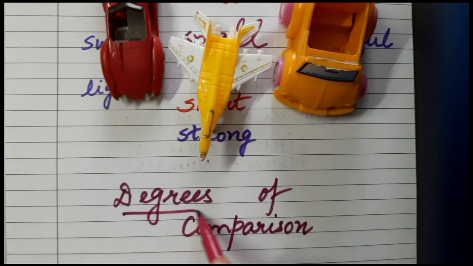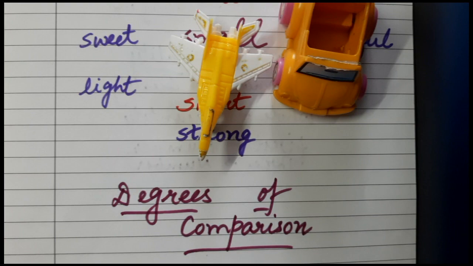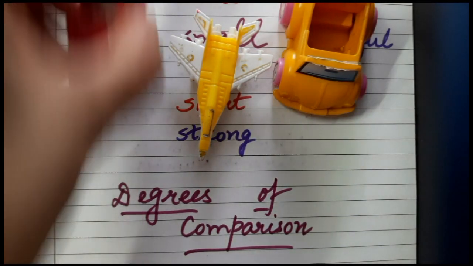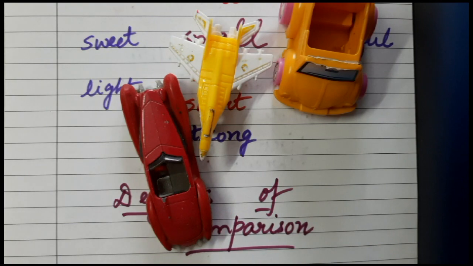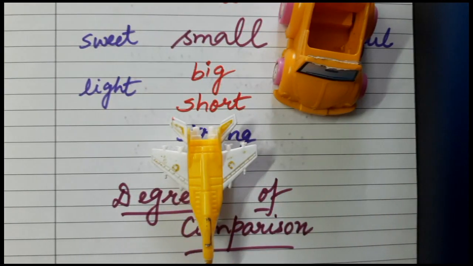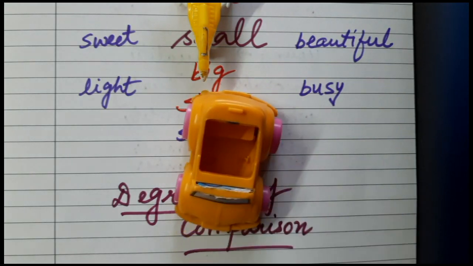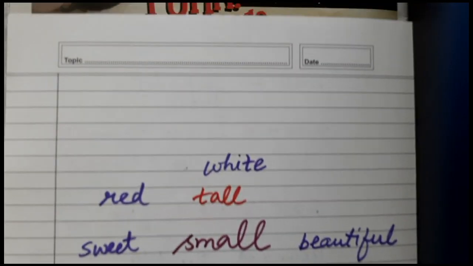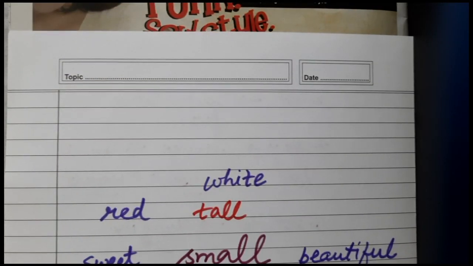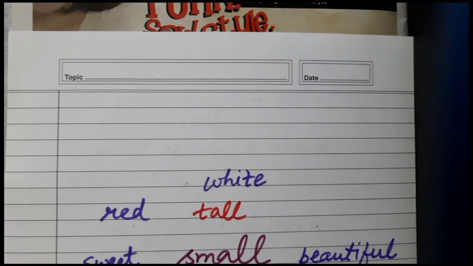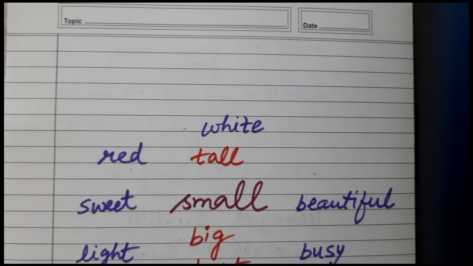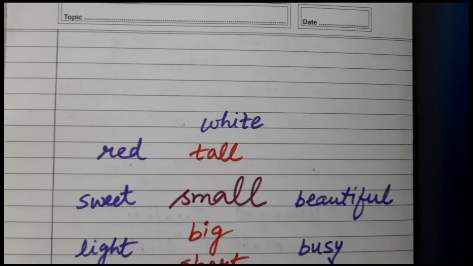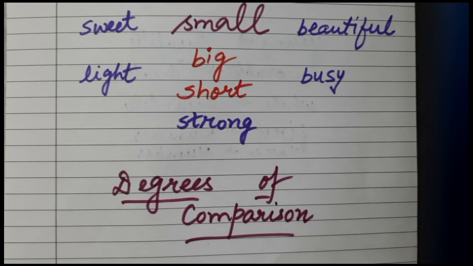Dear children, when we talk about a single adjective, like we talked about this car, we say it is fast. Okay. Then we said aeroplane. This is also fast. Then we said this car. This is also fast. But what if I want to compare them all? What am I going to do now? Yes, that is what we are going to learn today. When we want to compare one thing with another, or compare between all the things, we have to use degrees of comparison.